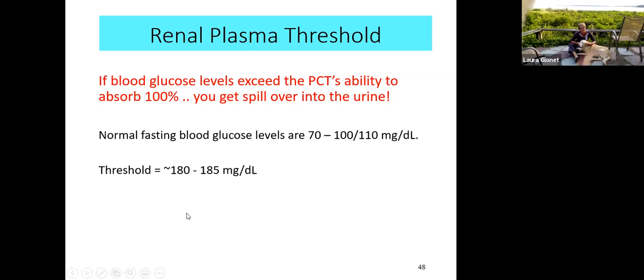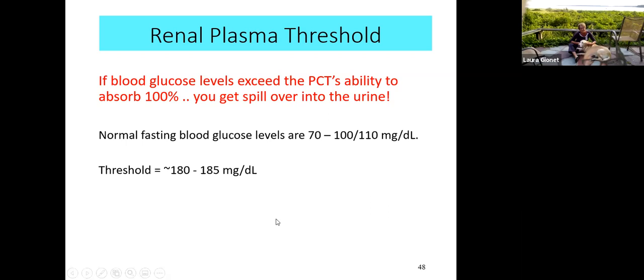If blood glucose levels exceed about 180 to 185 milligrams per deciliter, that is the maximum, the threshold of the proximal convoluted tubule's ability to absorb 100% of the glucose. As long as your glucose levels are normal, as the glucose gets through the glomerular capillaries and becomes filtrate, it enters the PCT. The glucose and amino acids at normal levels in the bloodstream will be absorbed 100% because your body wants to use them for other things, right?